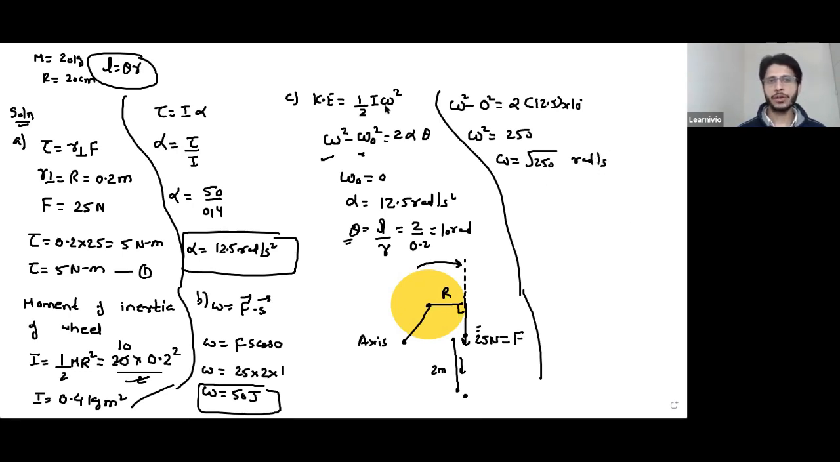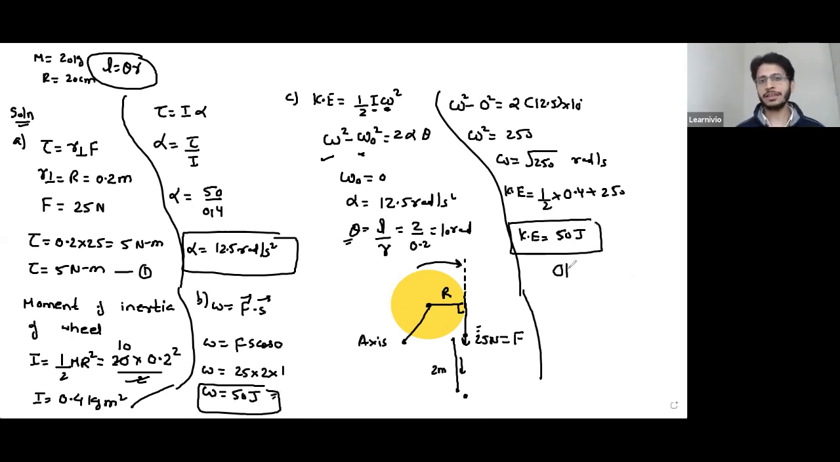So once you have omega, you can substitute the value of omega here and moment of inertia. So your kinetic energy comes out to be half. Your I, moment of inertia, is 0.4. Then you can write your omega as root 250 square. So that's basically 250. So the kinetic energy is 0.2 into 250, which comes out to be 50 joules.